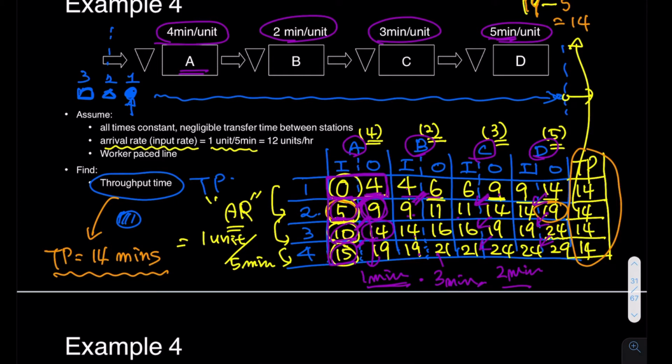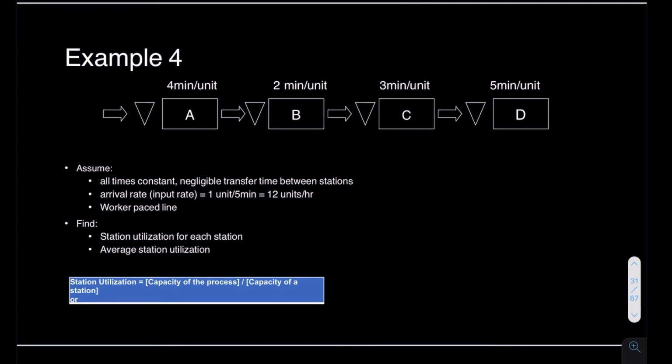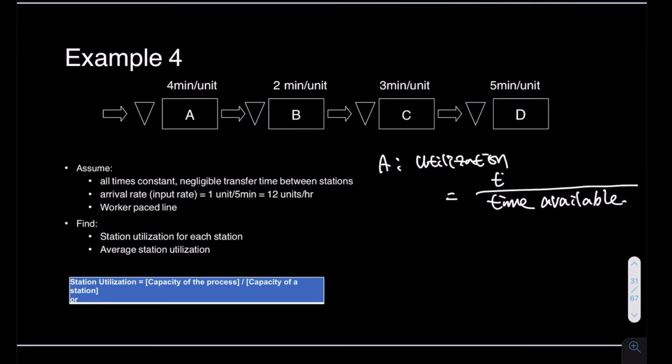By looking at this simulation table, now you may get some ideas how to calculate the utilization. Let's go back to this slide. So how do we get the utilization of each station? For example, for station A, utilization in terms of time is the time the machine is busy compared to the time available.